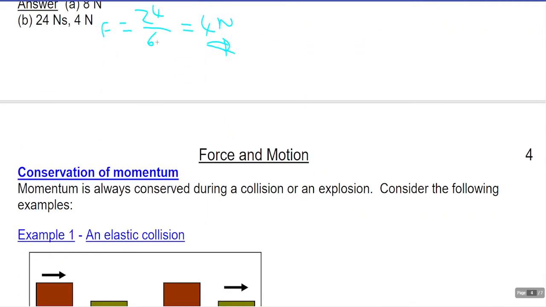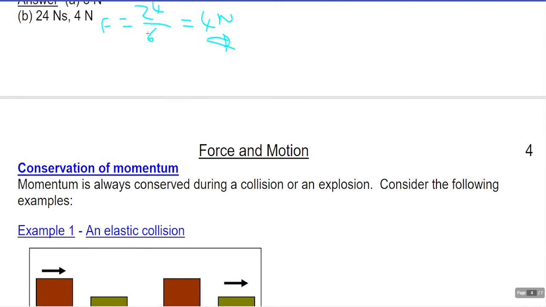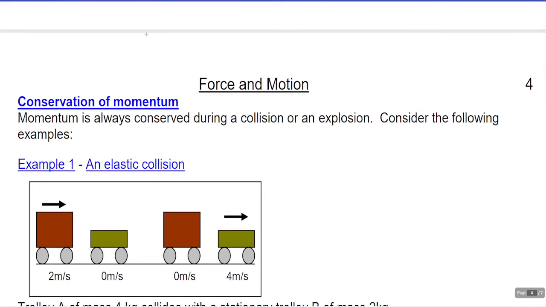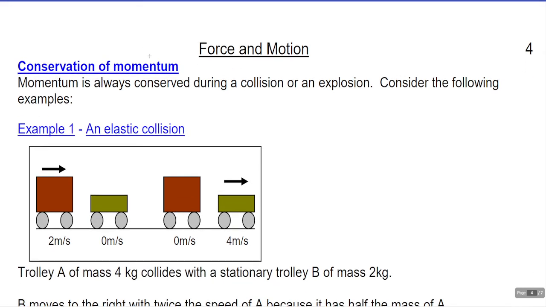Then we are going to look at conservation of momentum. In collisions, the thing to note is that momentum is always conserved. That is, the sum of the total momentum is always conserved. Whether it is a collision or whether it is an explosion, the total momentum is always conserved. So consider the following examples.